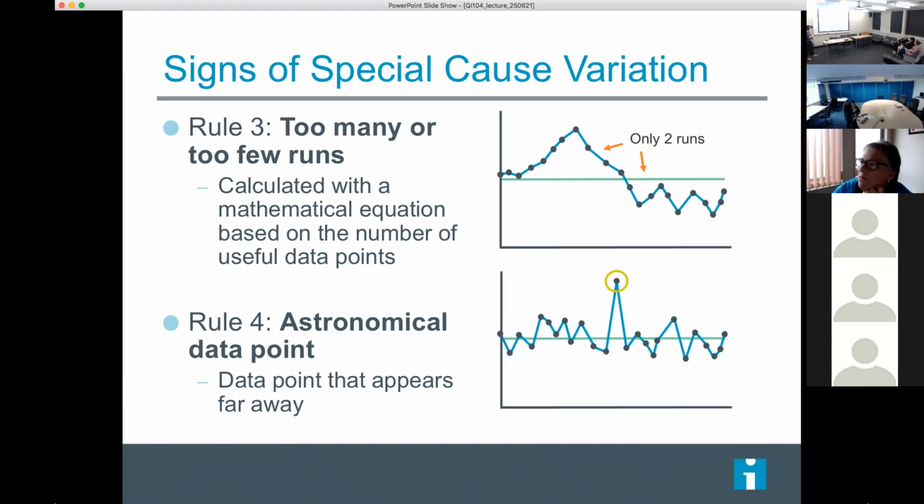And then rule number 4 is the astronomical data point. That's one data point like this one here that just really stands out. There's something really way out that's happened there. So something unusual has happened to the process, and it's a really unusual event.